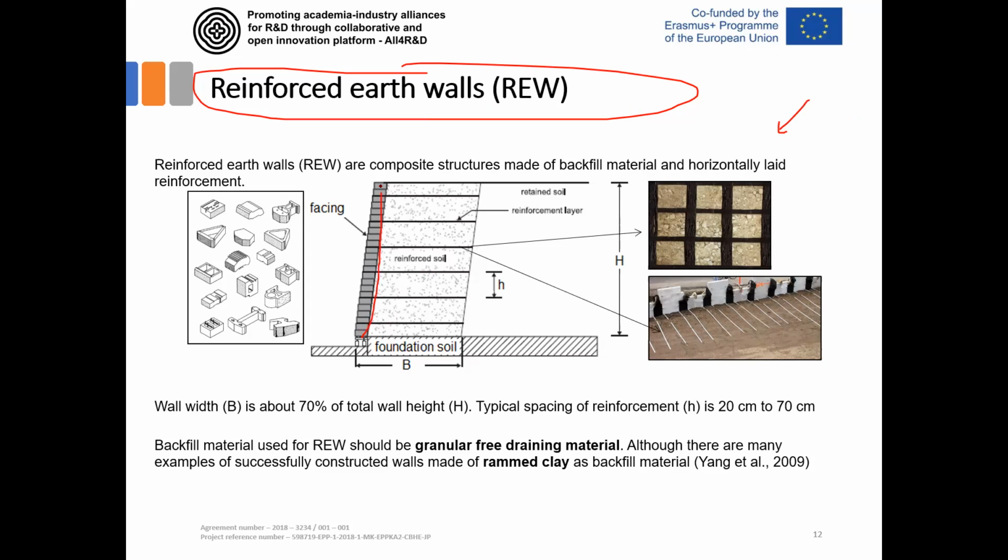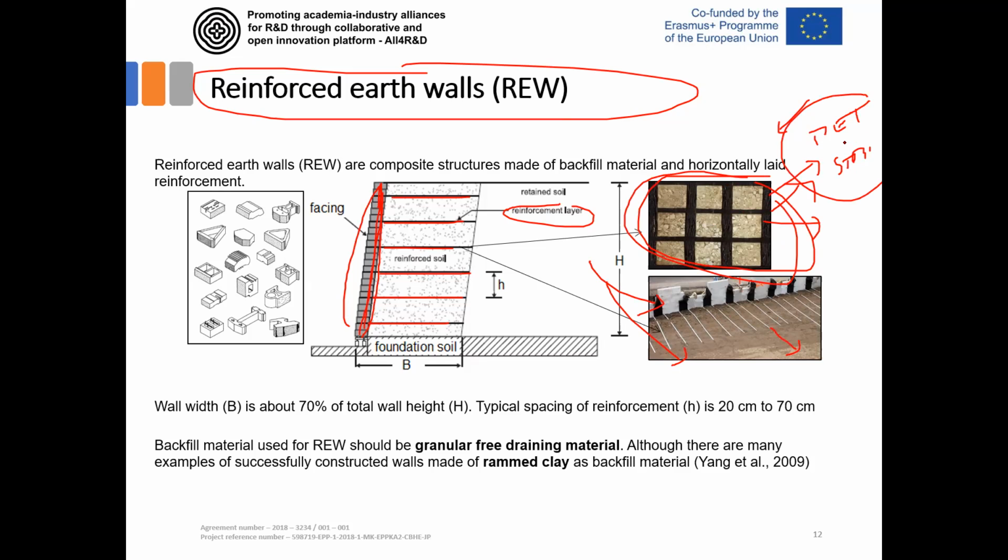Well, we have some relatively thin facing elements connected by different types of reinforcement. The reinforcement can be some kind of steel strip, it can be polyethylene strips, it can be high density polyethylene, or polyethylene geogrids. So these are called geogrids, these are called strips. It can also be different kinds of geosynthetics. What we usually use here is geogrids, these PET geogrids or PET strips.